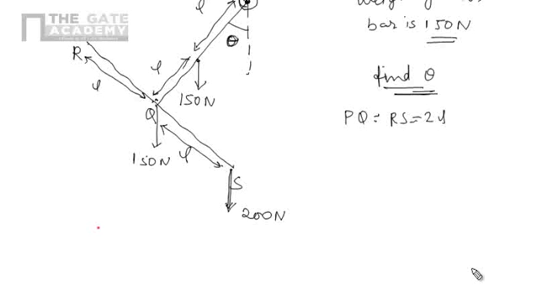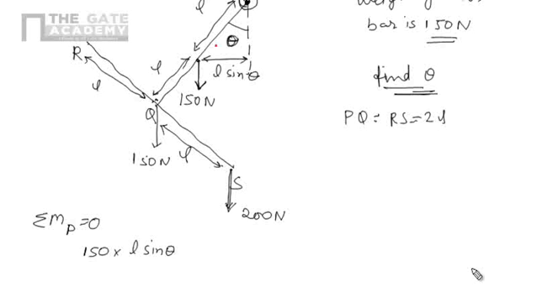Now we can easily apply the condition of equilibrium, that is, the algebraic summation of moments of all the forces about P should be 0. The moment due to the reaction at point P will be 0 because the perpendicular distance is 0. Now we will find the moment due to 150 Newton at point P. We are interested in this perpendicular distance, which is nothing but L sin theta. So now we have 150 into L sin theta.